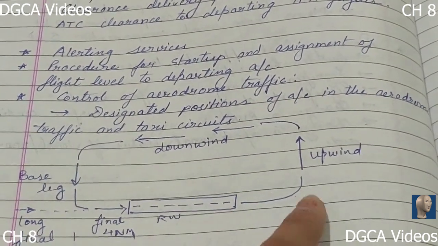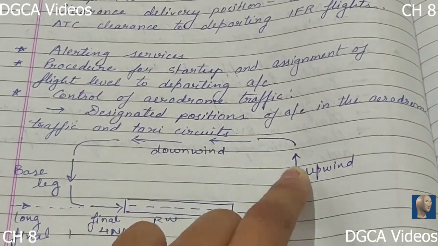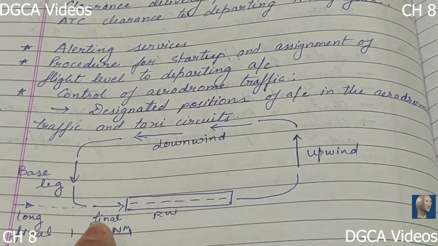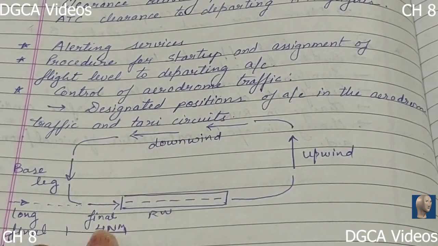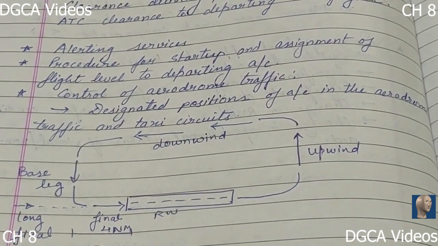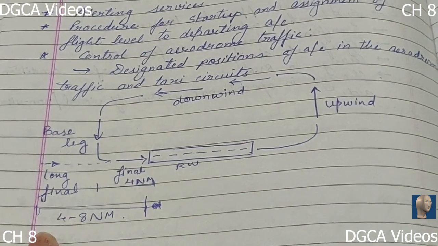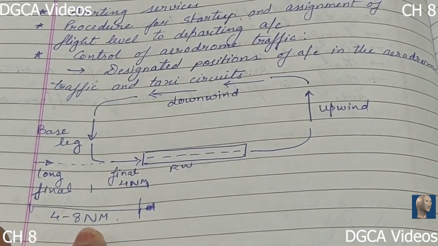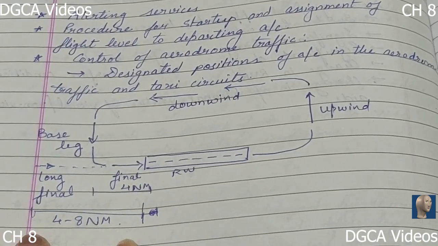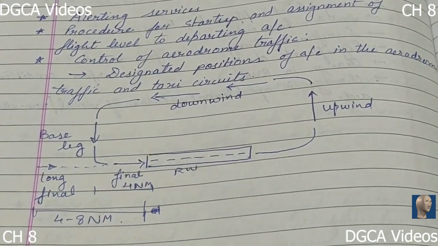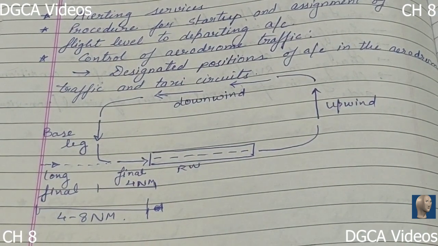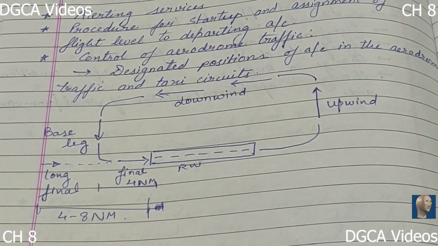So this is the runway. If it is in this area, this is called the upwind area. This is the downwind area. This is base leg. This is final, which is 4 nautical miles from the start of the runway, and this is known as the long final. So it is from 4 nautical miles to 8 nautical miles distance from the start of the runway, the threshold of the runway. So in these areas, the aerodrome control services are provided to the aircraft.